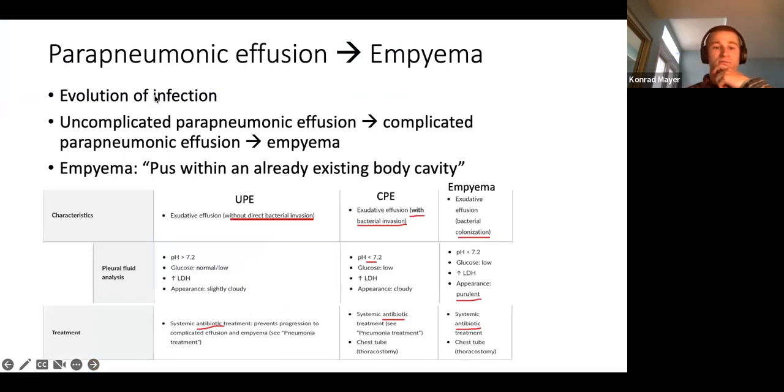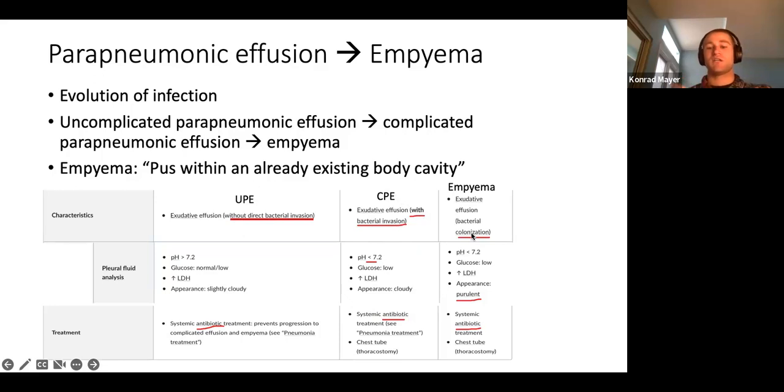So the evolution of infection I wrote down, because if we see here in the characteristics of these different types of pleural effusions, it goes from uncomplicated to complicated to empyema. Uncomplicated is without direct bacterial invasion. Complicated is with bacterial invasion. And then invasion turns to colonization.